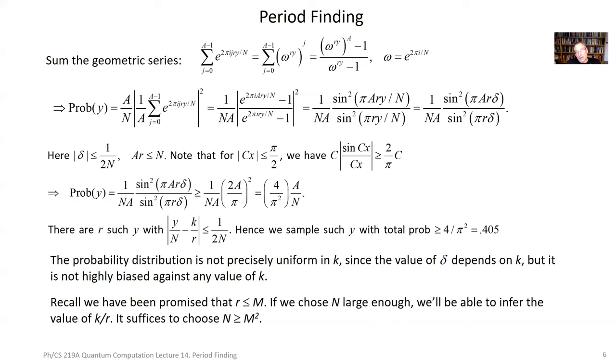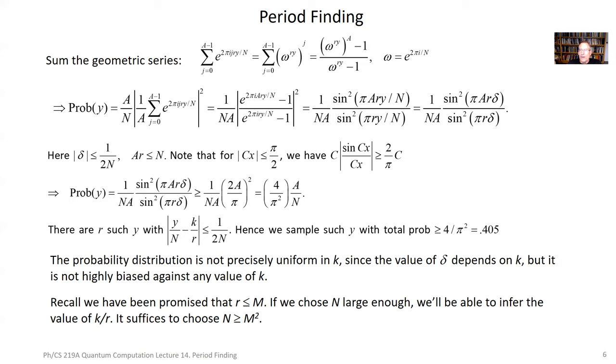Now, the probability distribution isn't precisely uniform in k, because for different values of k, the delta might have different values. But it's not very highly biased. All the values of k occur with appreciable probability. So I'm getting a pretty fair sample of the possible values of k.